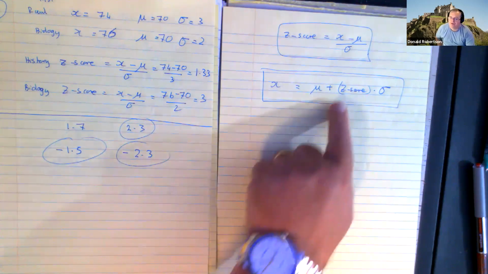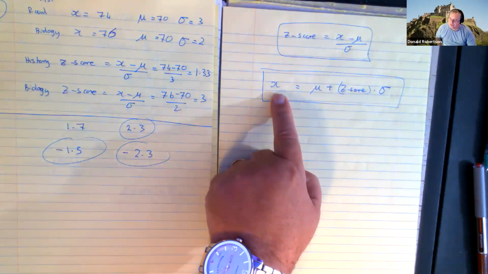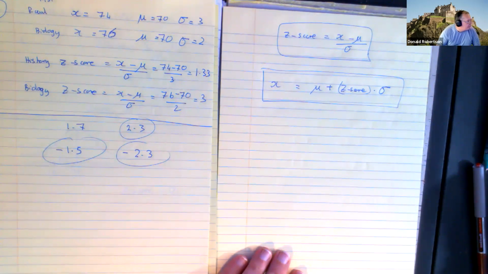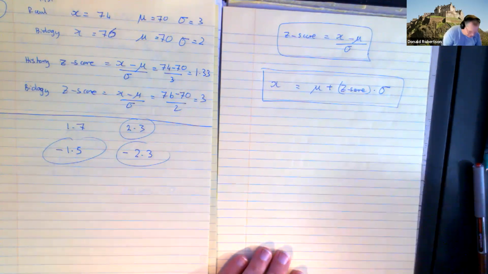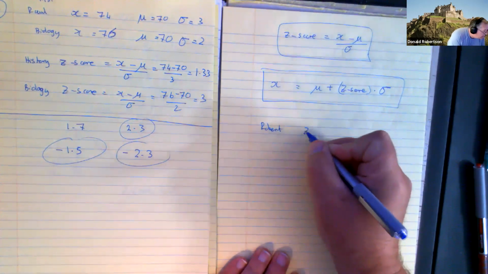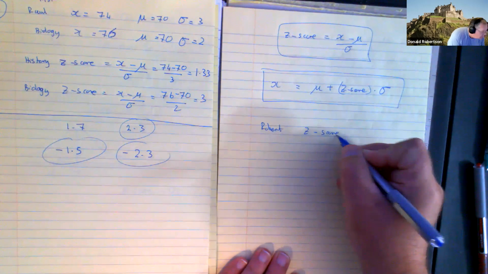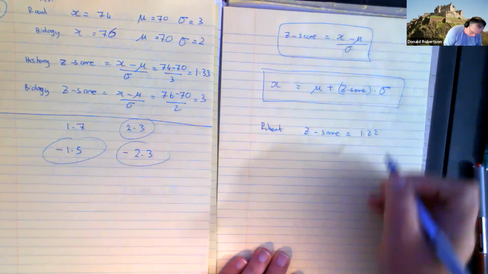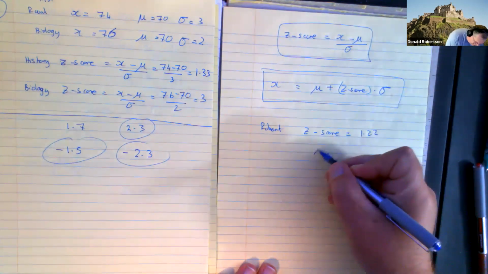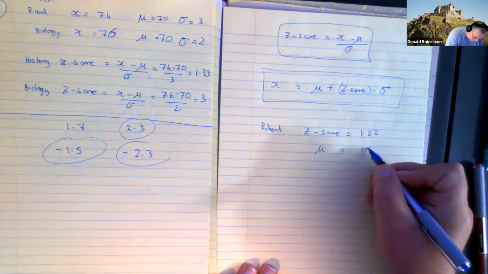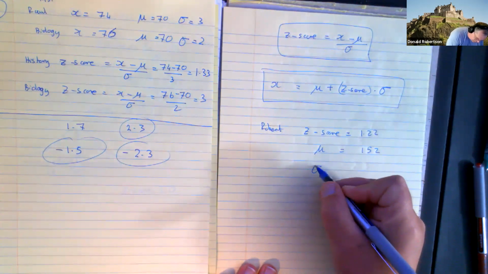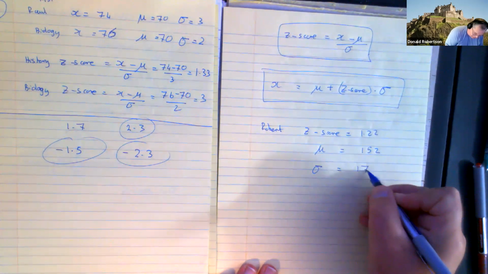That makes sense. If you rearrange this formula, you can now use it to find the score that someone got. So let's take Robert, for instance. Robert had a Z-score of 1.22. They told us in this question that the mean of the class was 152 and that the standard deviation for the class was 17.